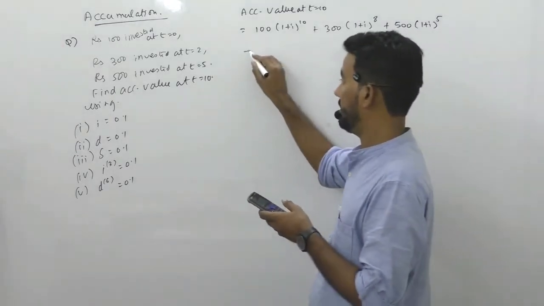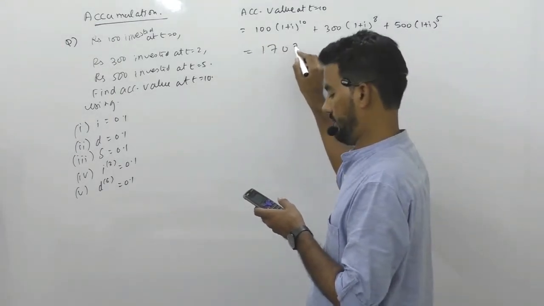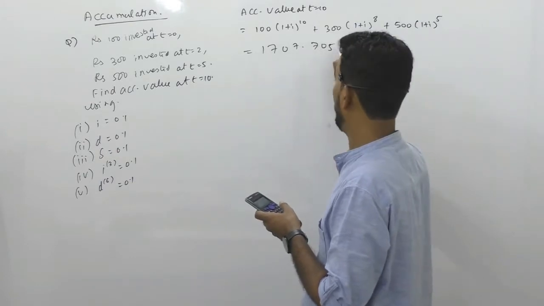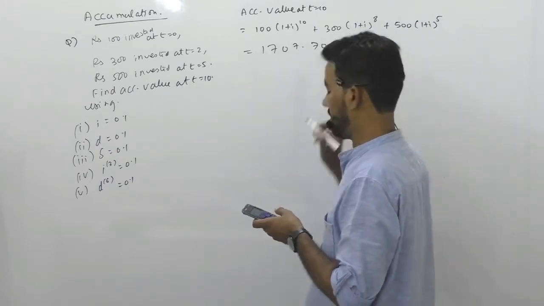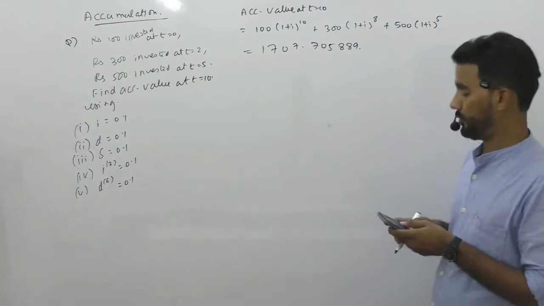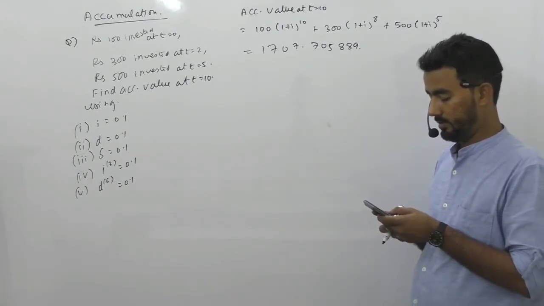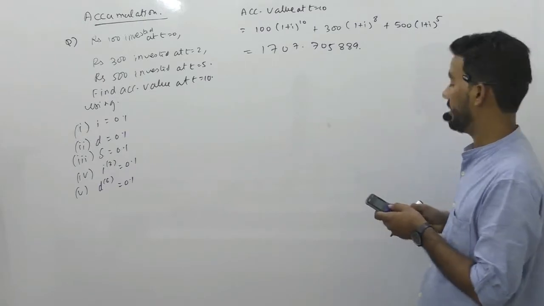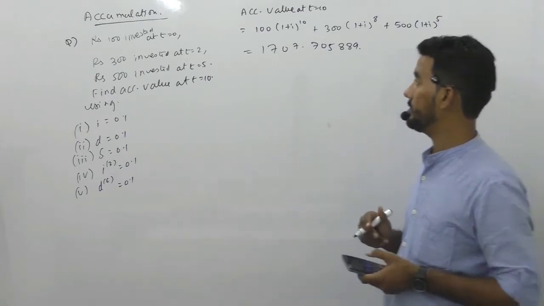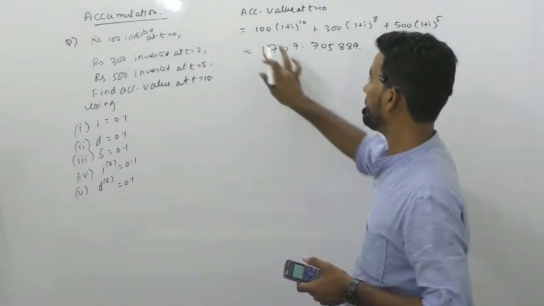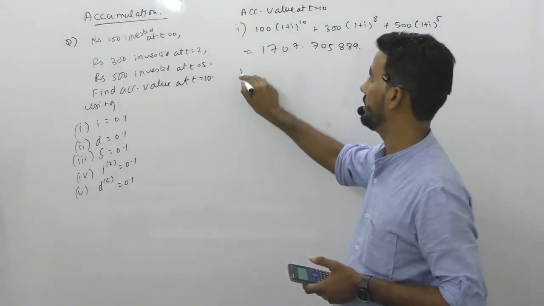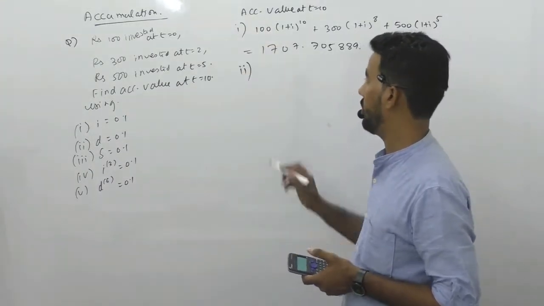So answer that I am getting is 1707.705889. I hope that's the correct answer. Let me cross check once. So yeah, that's the correct answer. So now this was accumulation using the interest rate. Now let us accumulate using the discount rate.